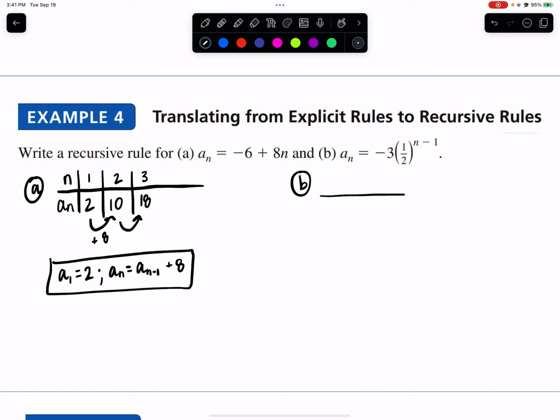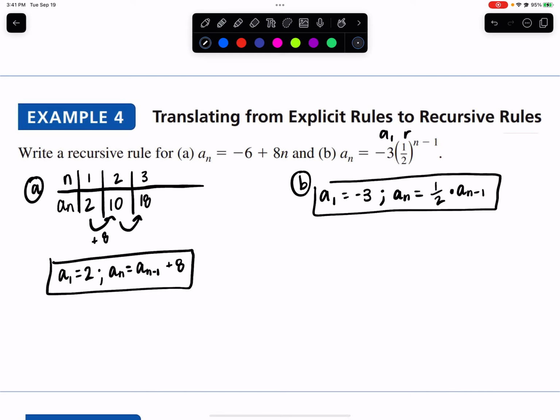Part B. Actually, geometric is a little easier because geometric literally gives you your first term and your common ratio. So if I want to write my recursive rule, I'm saying a sub 1 equals negative 3 because that's given to us. And then a sub n equals my common ratio, 1 over 2, times my previous term, a sub n minus 1. So with arithmetic, you're going to have to find the first term. It's not just explicitly given to you. With geometric, it's literally there, given to you.